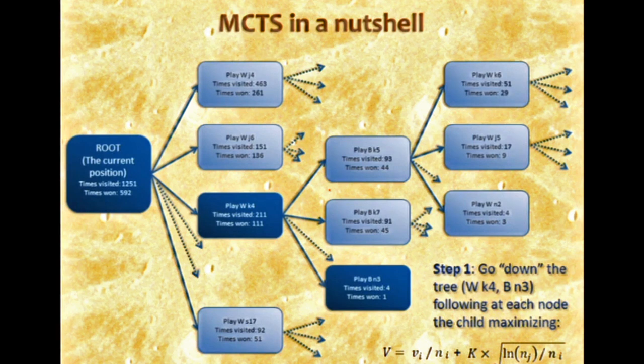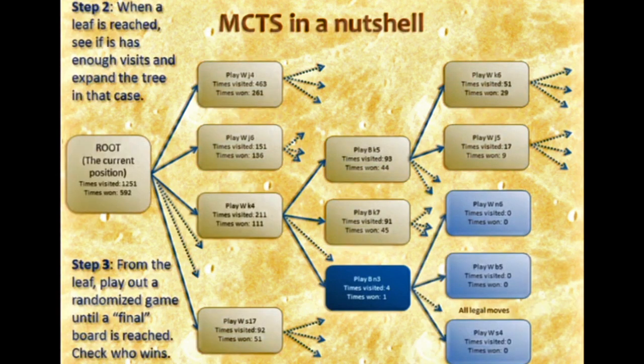The second step is, when a leaf is reached, check if it has enough visits. If this is the case, the leaf is expanded. All legal moves following it are added. After that, step 3. A random playout is played until a final position can be scored easily. Note that random does not mean uniform random, just randomized, as we will see. The resulting board is scored.